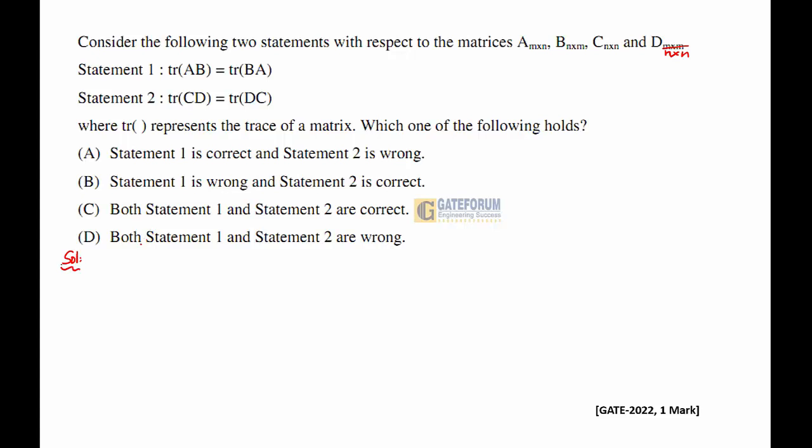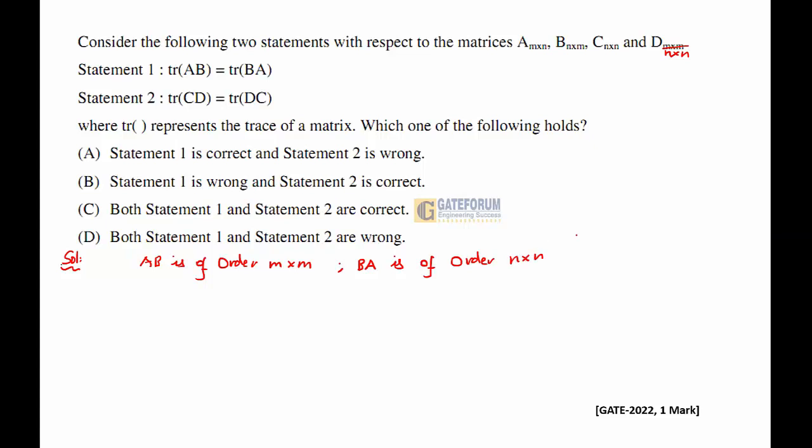So here, A and B are not square matrices. Trace is defined for square matrices only. The trace of a square matrix is defined as the sum of the principal diagonal elements, that is, the sum of the main diagonal elements. So A into B is of order m cross n by matrix multiplication. Similarly, B into A is of order n cross n. Matrix multiplication exists when the number of columns in the first matrix equals the number of rows in the second matrix.